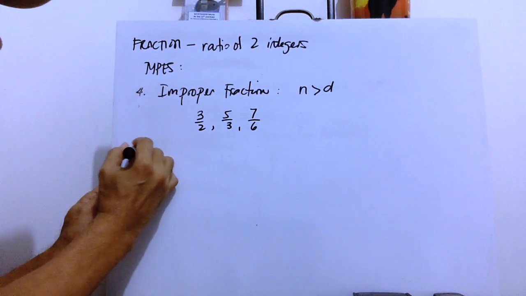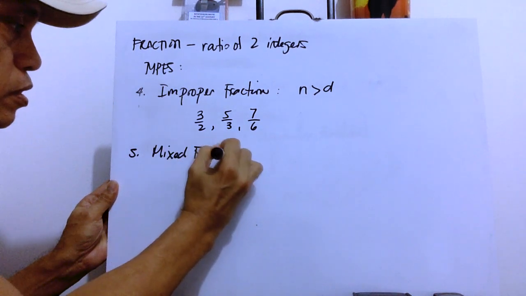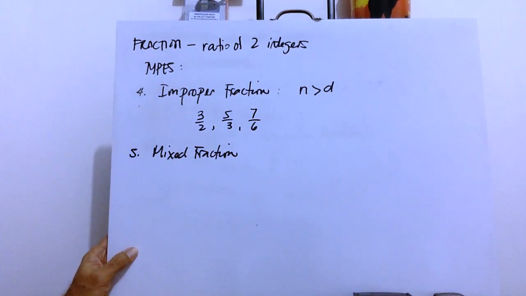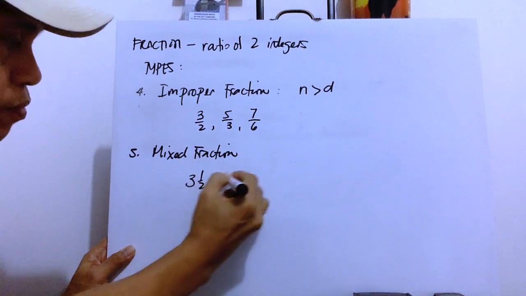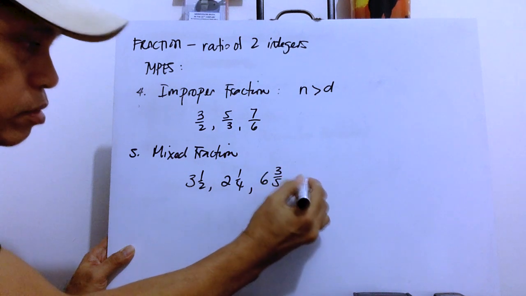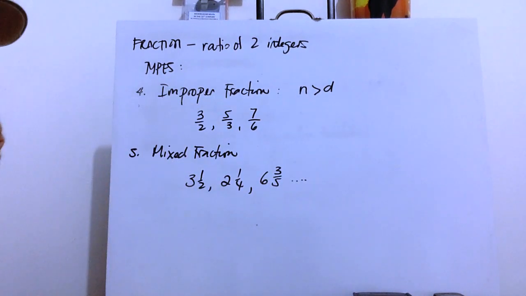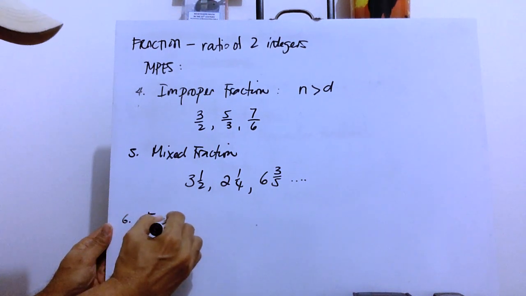Okay. Another one, we have the mixed fraction. Okay. A mixed fraction is a fraction with an added whole number. Okay. So examples are 3 and 1/2, 2 and 1/4, 6 and 3/5. Okay. When it includes a whole number, okay, it is called a mixed fraction. Well, in some books, they are considering equivalent fractions. This is another type. Okay.